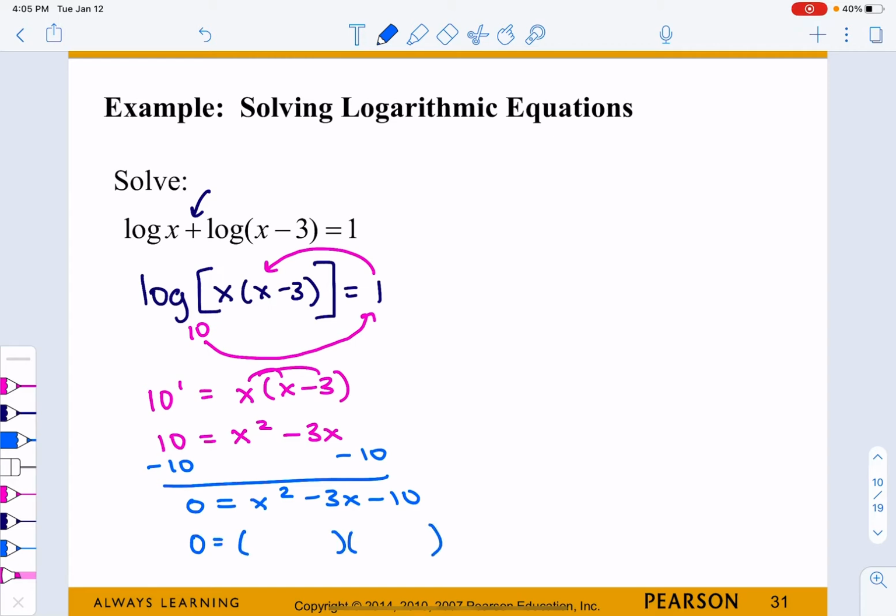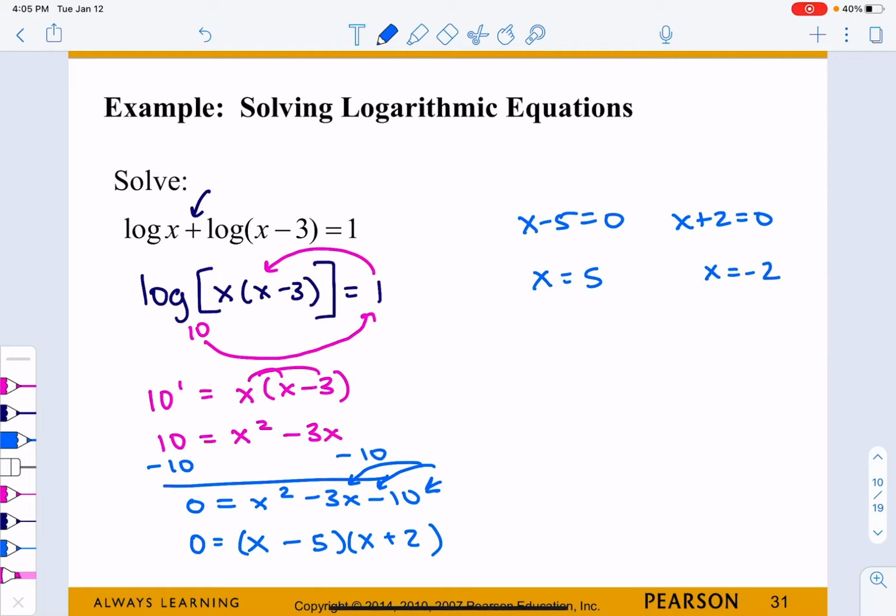So we end up with x times x, and we need two numbers that multiply to make 10 and subtract to make our 3. We're going to have a 5 and a 2. Since that's a minus 3, it's going to be a minus 5 and a positive 2. That means when we solve this down, if x minus 5 is equal to 0 and x plus 2 is equal to 0, x equals positive 5, x equals negative 2. Now I have two solutions, but I need to make sure that I don't end up taking the logarithm of a negative value. So I need to go back and check them.